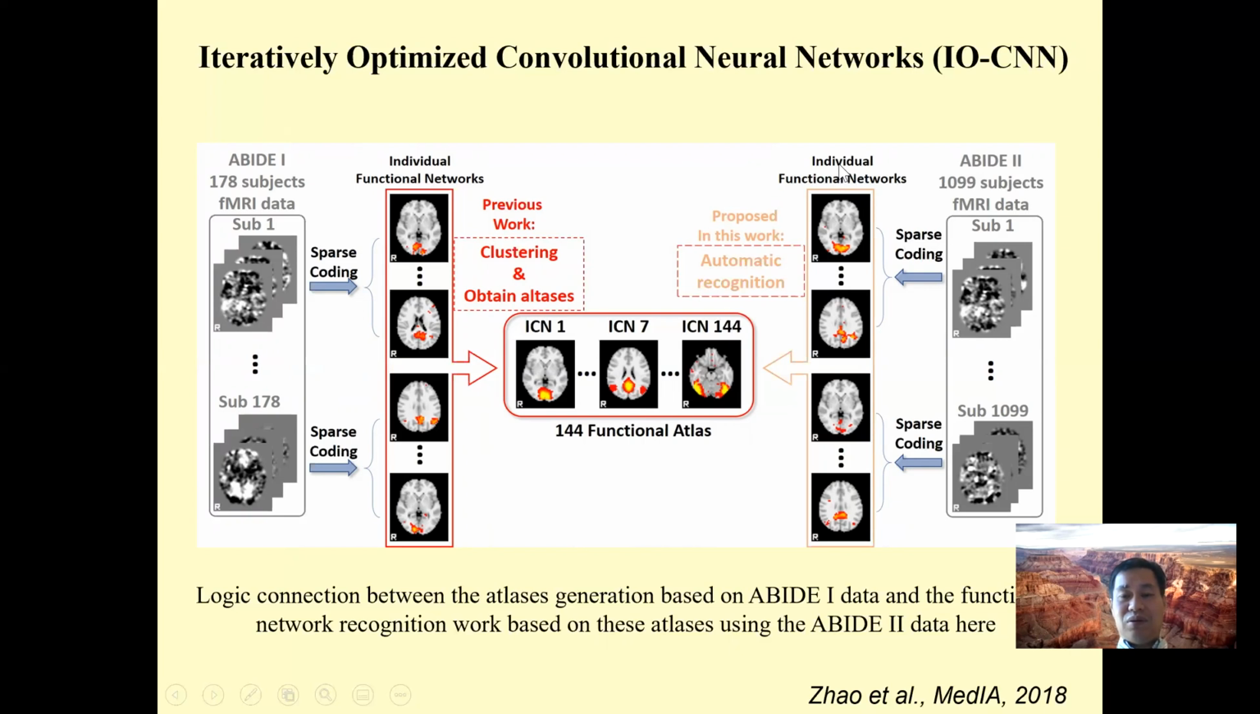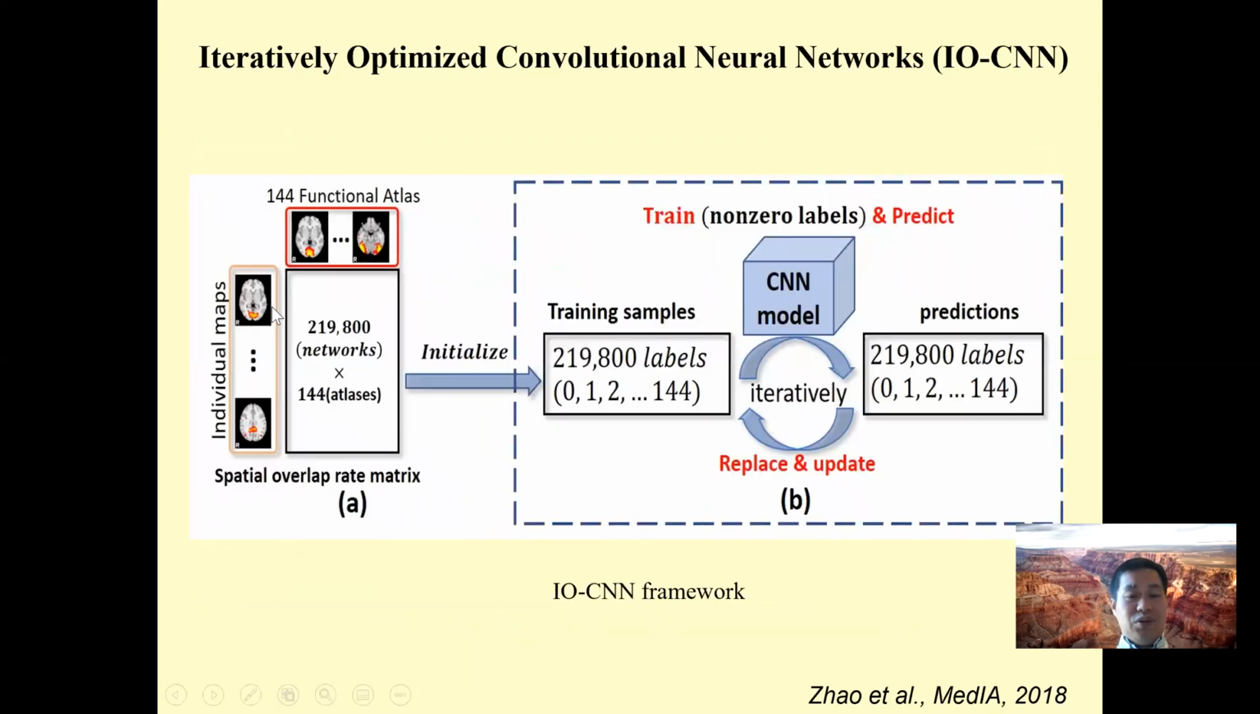So we have hundreds of thousands of brain network maps. We are going to recognize them into one of the 144 brain network atlas. So this is a huge amount of data. For example, you look at this matrix, we have around 200,000 networks times 144 atlas. So we are going to label these around 200,000 networks by one of these labels. So this is a giant matrix assignment.